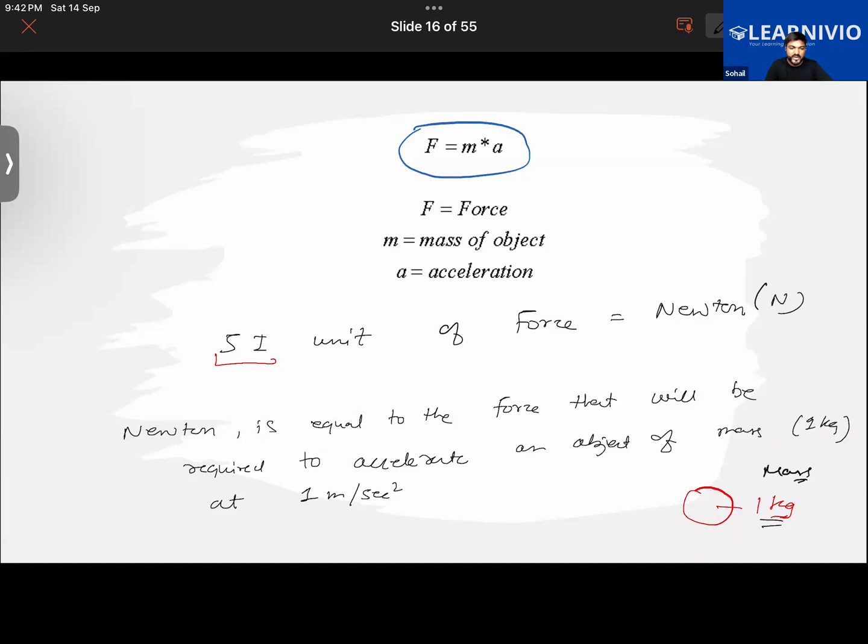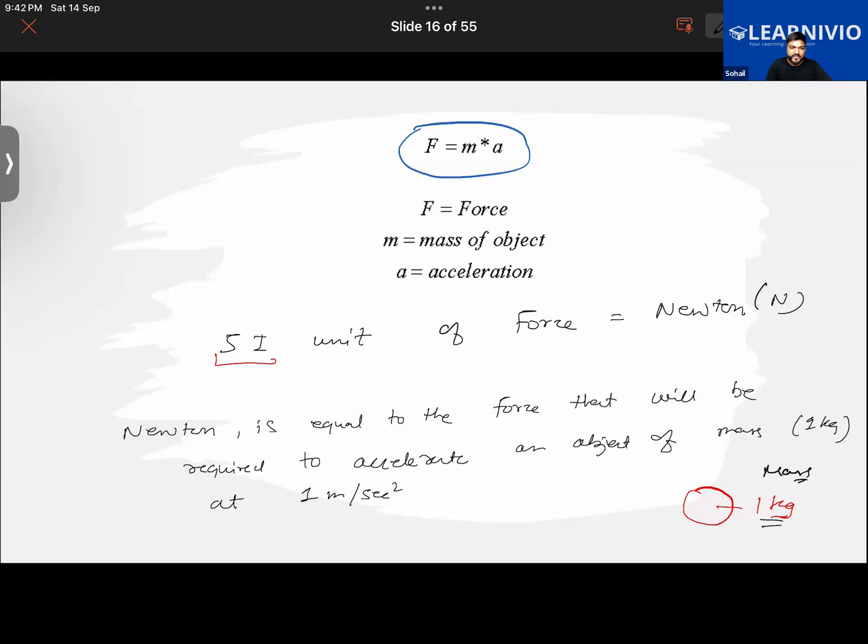Getting it, Ramiz and Ibrahim? Yes, okay, sir. So this is the standard definition for Newton. Okay, now, in fact, for every SI unit that is used now, there is some reason behind using it. Like there is a definition for kilogram also.